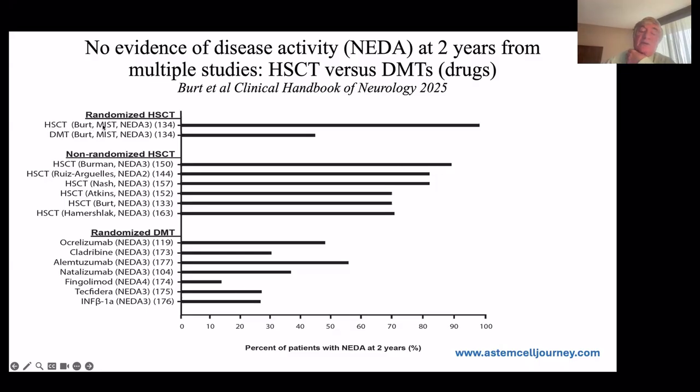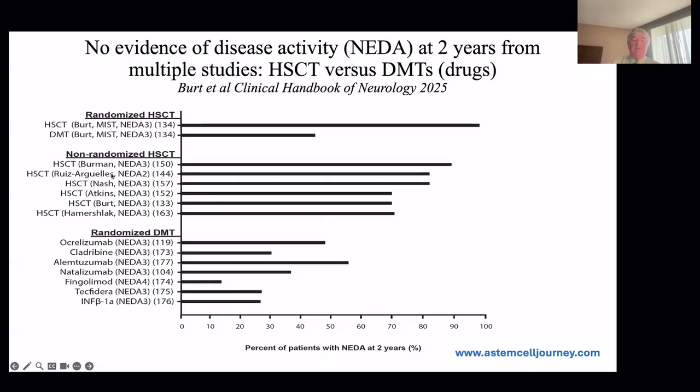When we looked at our trial, we have to remember we selected for highly active, highly inflammatory MS in the randomized trial. We were over 90% in terms of NEDA, and ours was at 3 years, not 2. But the DMT arm at 3 years was about 45%, which, because we were comparing to the best highly effective ones like natalizumab, was consistent with the literature. We actually did a little better. Natalizumab reports less than 40%, and we reported about 45% for the natalizumab arm. As you can see, our randomized data is highly consistent with non-randomized.